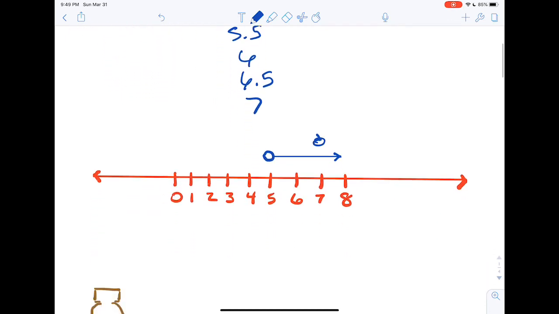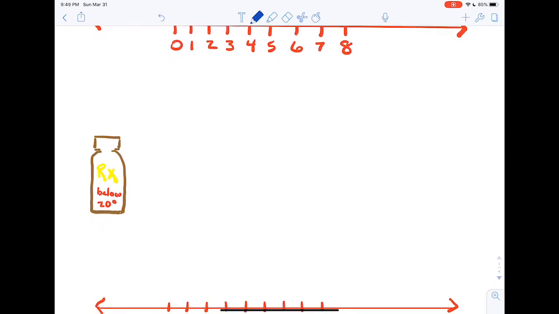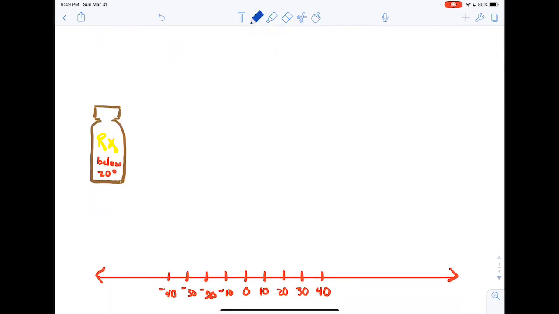Let's try another one. Let's say that I got some medicine, and the medicine bottle indicated that that medicine had to be at a certain temperature. On this medicine, it's below 20 degrees. So as long as it's below that, it's fine. So 19 degrees, 18 degrees, 17 degrees, 0 degrees, -5 degrees. Any of those would be fine. And in fact, it could be even closer to 20, maybe 19.5, even 19.99 would be below 20.